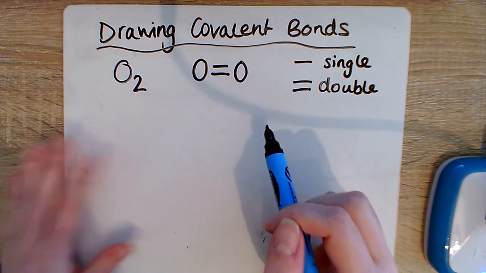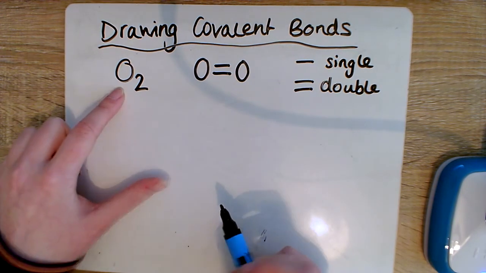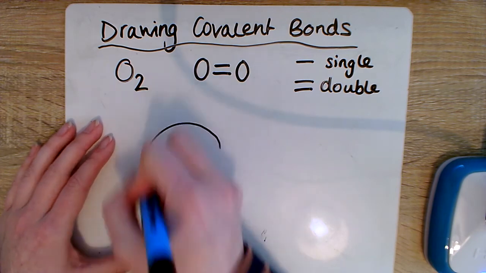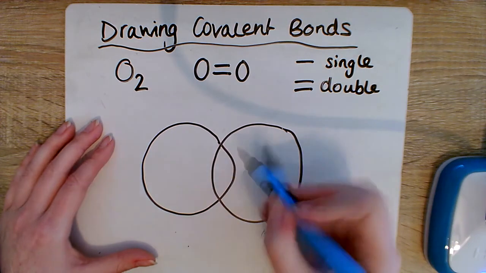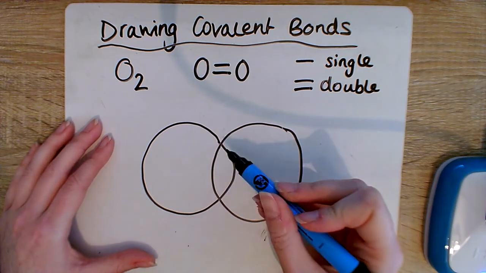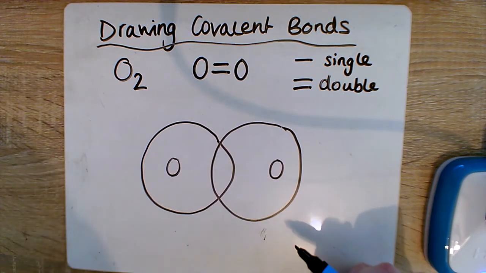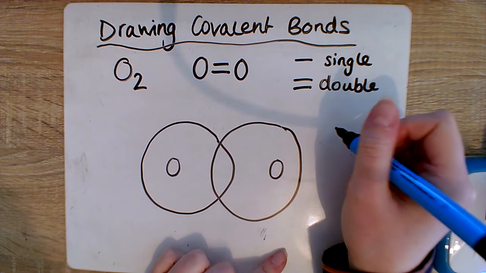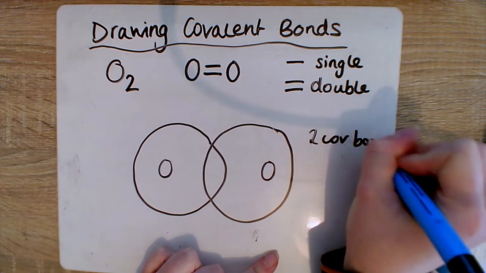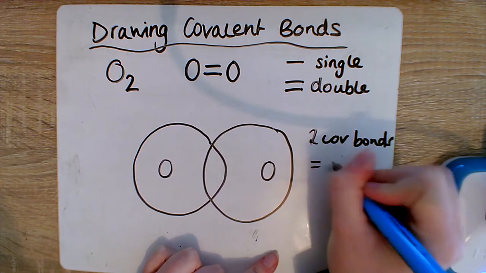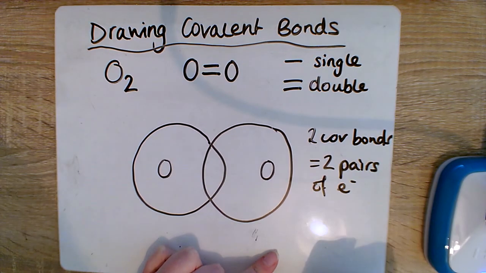So what we'll do is look at how we draw this in terms of the electrons. Same as before, we've got 2 oxygen atoms, so in terms of our diagram, it's going to look very similar to the hydrogen. Our circles. Again, we've got this area in the middle where our electrons are being shared between the oxygen atoms. I'll just label them oxygen so that we know what they are. But this time, rather than having one pair of shared electrons, we've got 2 covalent bonds, which means we're going to have 2 pairs of electrons being shared.